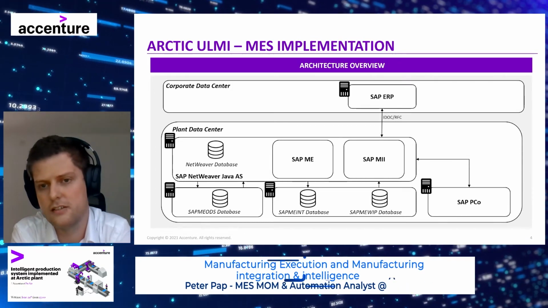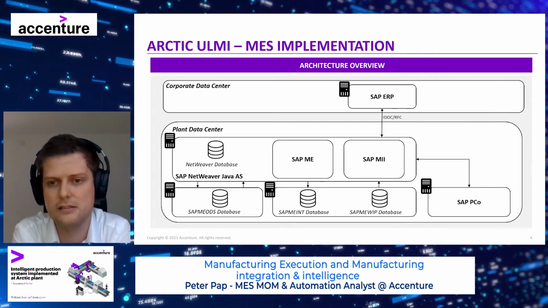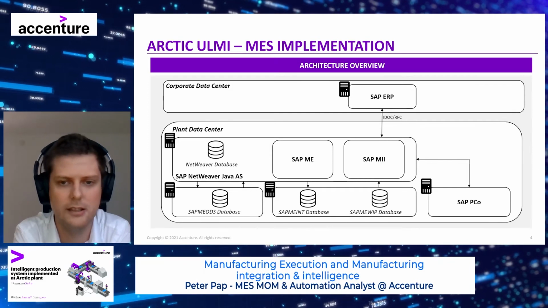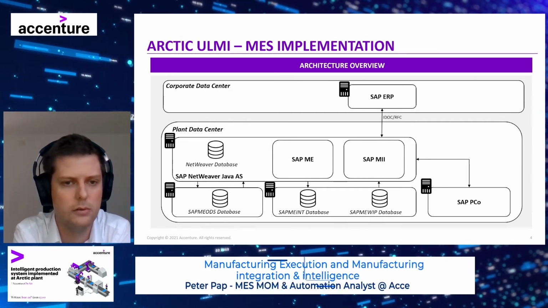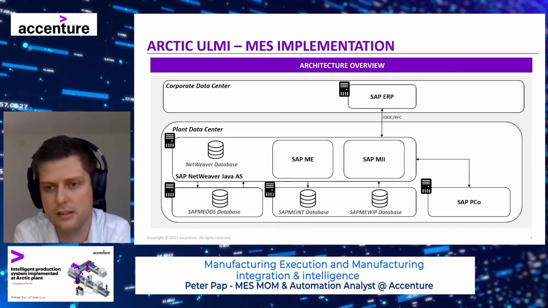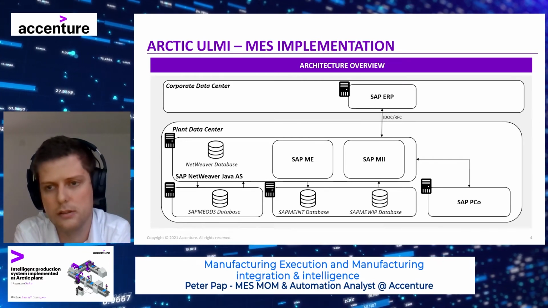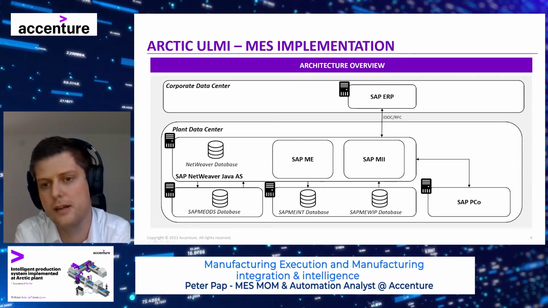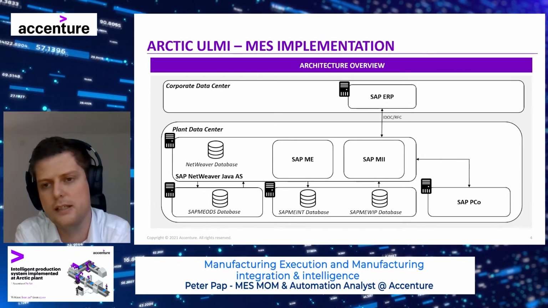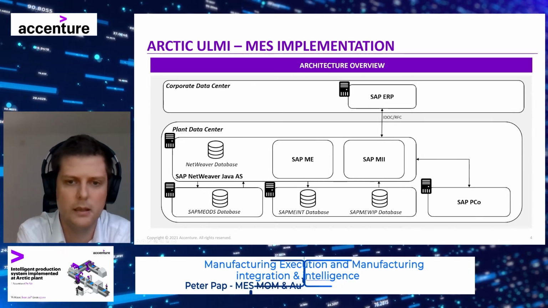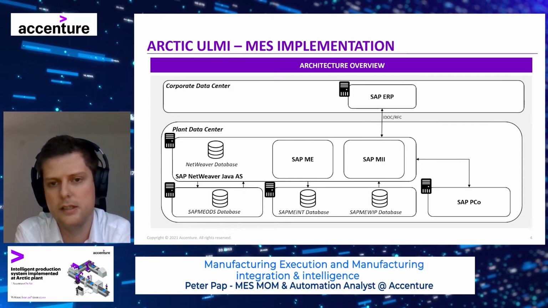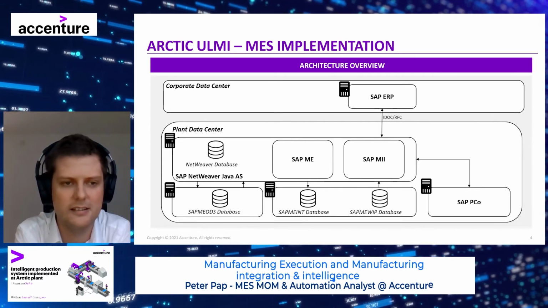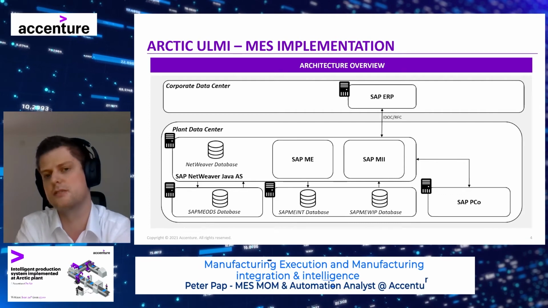SAP Manufacturing Integration and Intelligence acts as the integration platform between SAP ME and SAP ERP to exchange transactional and master data. A component called SAP MEInt is provided in SAP MII to manage message workflows between SAP ERP and SAP ME. And MII can be integrated with Pico for machine integration and other third-party systems using web services.